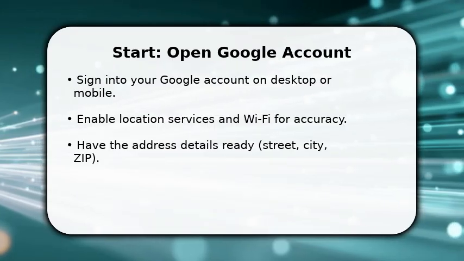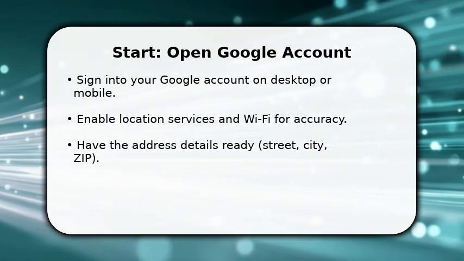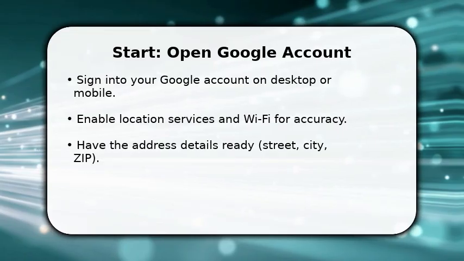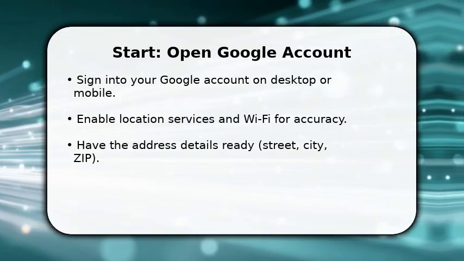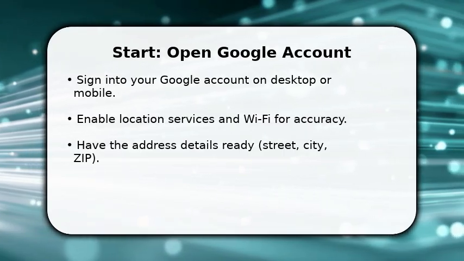You begin by signing into your Google account. Open My Account. Google.com or the Google app so you control account settings immediately. Once signed in, make sure location services and Wi-Fi are enabled on your device because Google uses those signals to validate addresses.